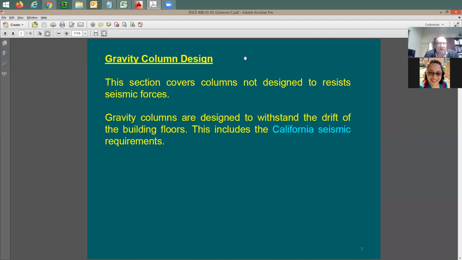Seismic force resistant columns are those columns in moment frames resisting earthquake forces. We're not going to be going there. We're going to stay with only gravity columns. Seismic columns are going to be more difficult. There are going to be more requirements in the code. We're not going to be going there.